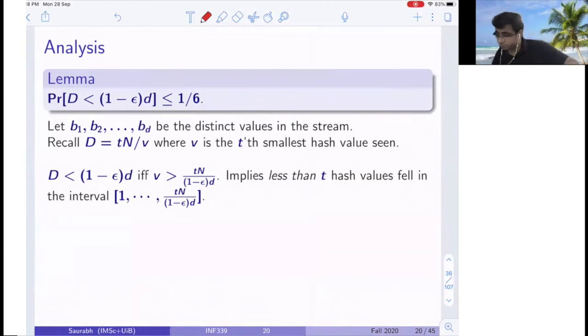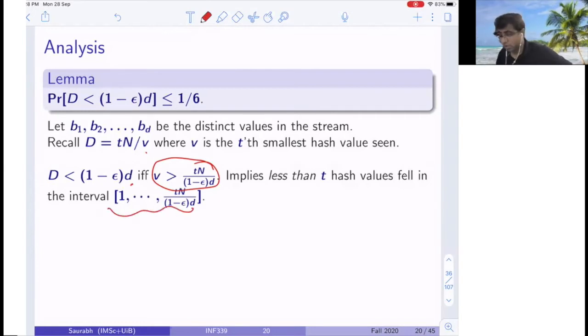Okay. So what is the probability that d is less than 1 minus epsilon d, that is, less than 1 by 6? Let b1 to bd be distinct values in the stream. Recall that d is tn by v, where v is the tth smallest hash value. What did we see? That d is less than 1 minus epsilon d if and only if v is more than tn by 1 minus epsilon d, which implies that fewer than t hash values fall in the interval.